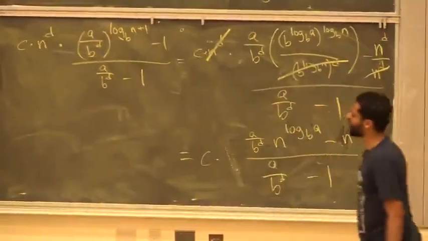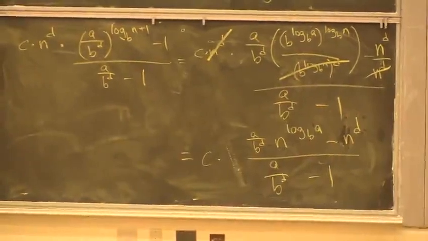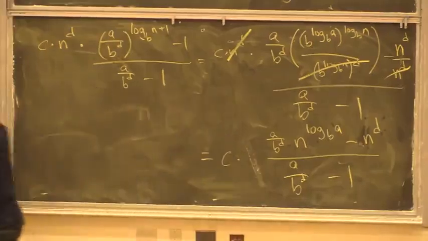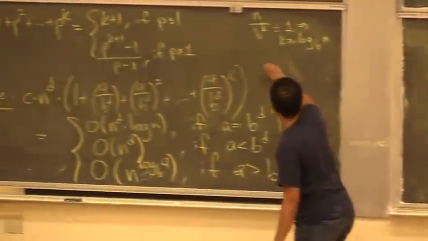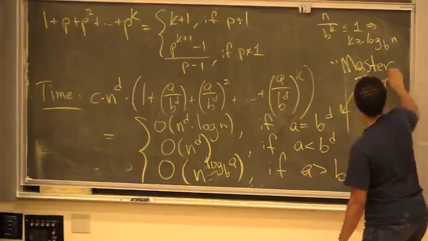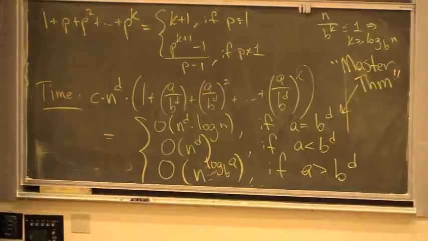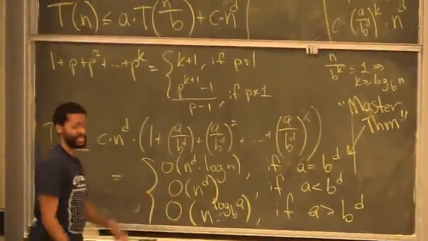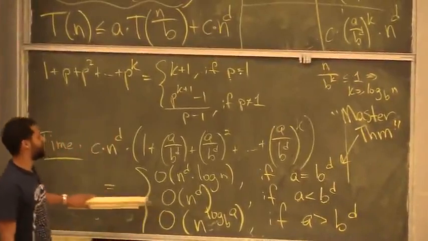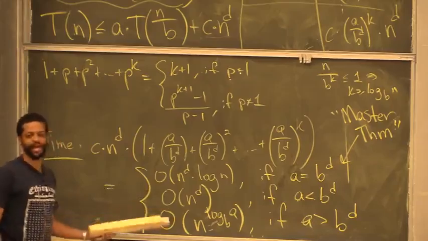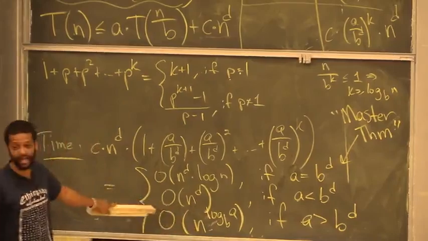Okay? So basically, there are 3 cases. A is equal to b to the d, a is less than b to the d, and a is greater than b to the d. And this thing, by the way, is called the master theorem. The master theorem says when you have a recurrence that looks like this, this is the answer. There are 3 cases. So this is a good theorem to know for analyzing lots of divide and conquer problems because it gives you the answer right away. As soon as you write down the recurrence, you know the answer. You just plug it into the master theorem.